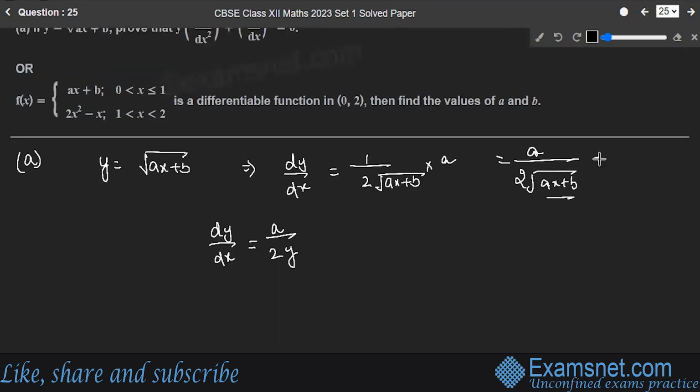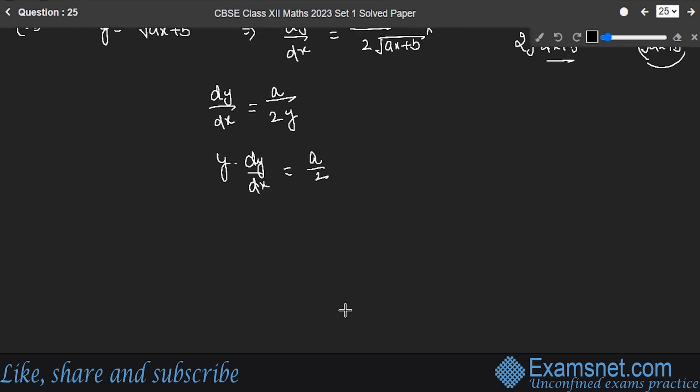Because see, this is equal to this. And this thing was equal to 1 upon y. So dy upon dx is equal to a upon 2y, or you have y into dy upon dx is equal to a upon 2. Let's differentiate again with respect to x.